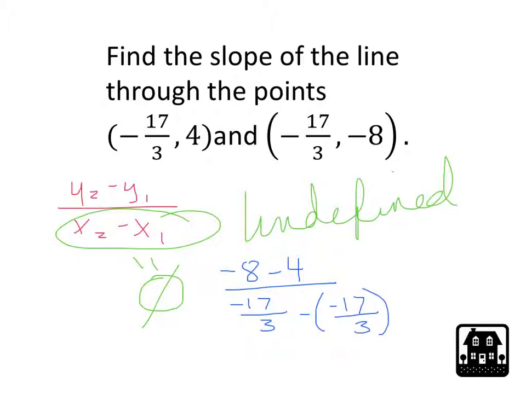And we have our minus a negative is plus a positive. So we have negative 17 thirds plus 17 thirds, and that's going to equal 0. And on top we have negative 8 minus 4 is negative 12. And there we have it. We have a fraction with 0 in the denominator, and that is a big, whopping undefined.